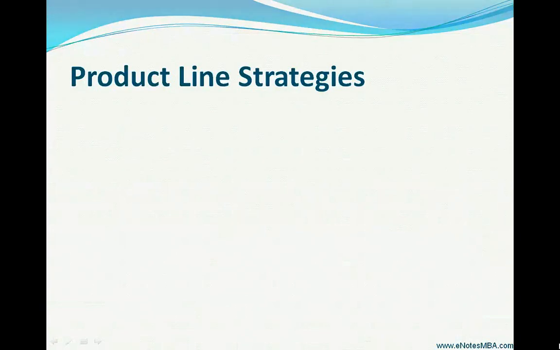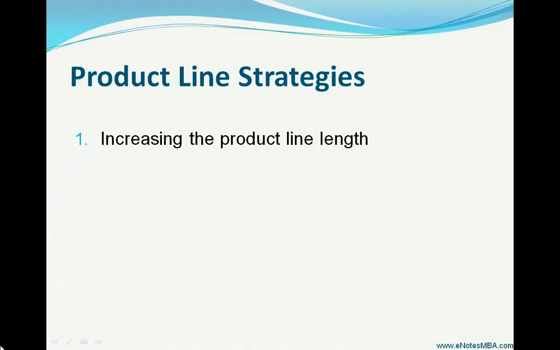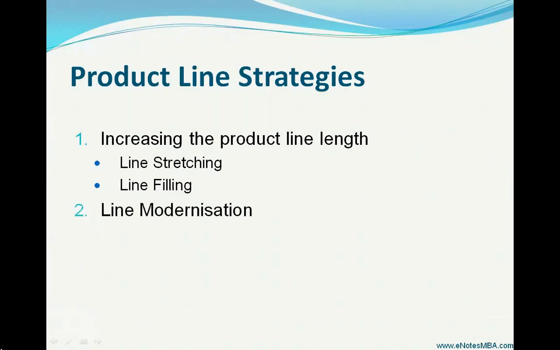Product line strategies. Following are the 4 product line strategies. First is increasing the product line length. There are 2 ways to increase the length of product line. First is line stretching and second is line filling. Second product line strategy is line modernization. Third is line featuring and fourth is line pruning.